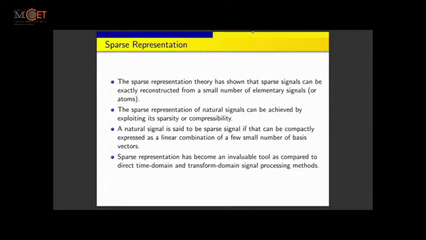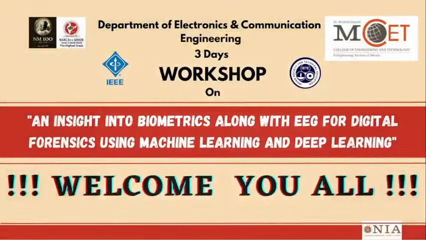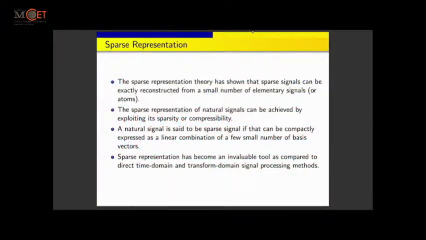But if I have a sinusoidal signal, it will have the same number of non-zero elements. If the same 10 seconds of sinusoidal signal is sampled at 100 hertz, then I'll have 1000 samples. Except for a few zero crossings, all 1000 samples are non-zero. That means this signal is not localized in the time domain.